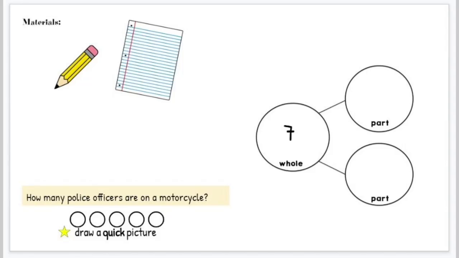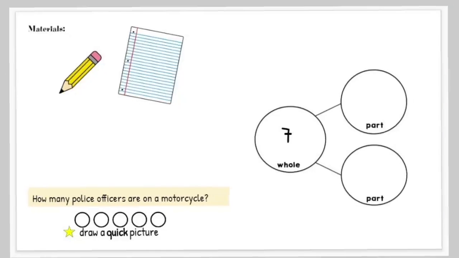How many police officers are there on a motorcycle? Can you draw a quick picture to show me that? Do you remember? How many police officers were on a motorcycle? We go back to that picture.